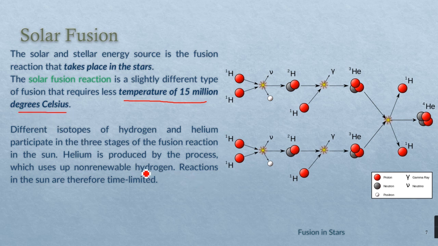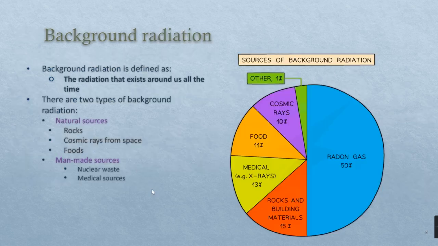And that conversion of hydrogen into helium is limited, because there is a limited amount of hydrogen in every star. So this process is non-renewable, since hydrogen is non-renewable inside the star, and it has limited time before the star will run out of hydrogen.